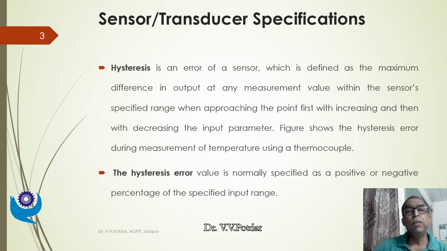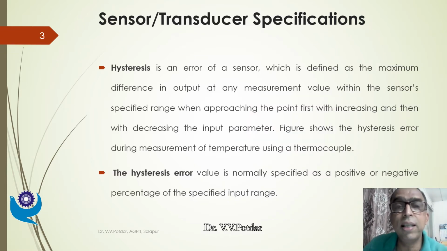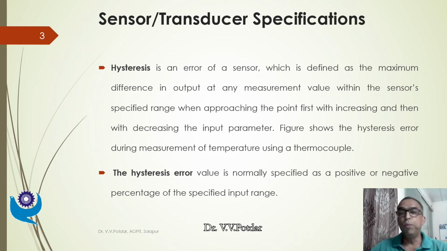Put in words, hysteresis is an error of a sensor which is defined as the maximum difference in output at any measurement value within the sensor specified range when approaching the point first with increasing and then with decreasing the input parameter. Figure shows the hysteresis error during measurement of temperature using a thermocouple. This is the example he has given.